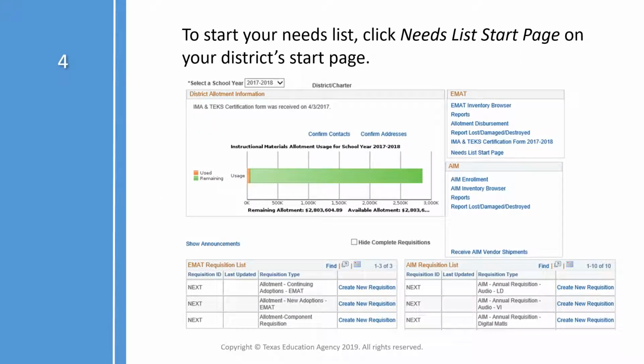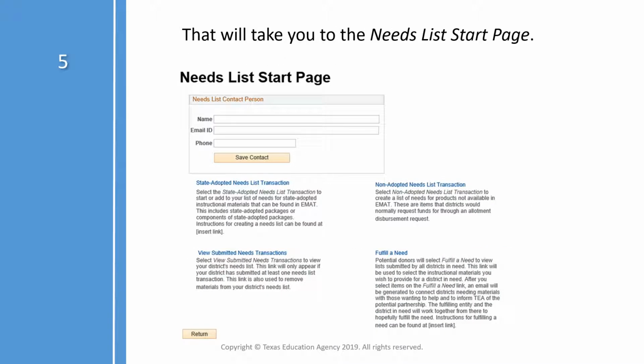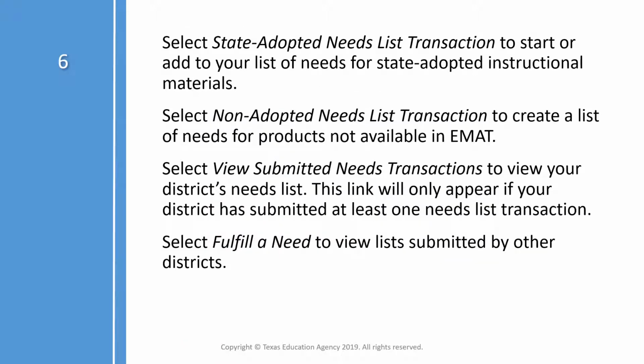To start your needs list, click Needs List Start Page on your district start page. Then you will see your needs list start page. Select State Adopted Needs List Transaction to start or add to your list of needs for state adopted instructional materials. Select Non-Adopted Needs List Transaction to create a list of needs for products not available in EMAT. Select View Submitted Needs Transactions to view your district's needs list. This link will only appear as active if your district has submitted at least one needs list transaction. Select Fulfill a Need to view lists submitted by other districts.